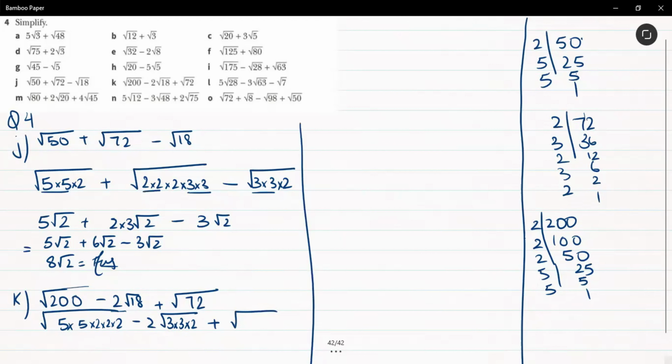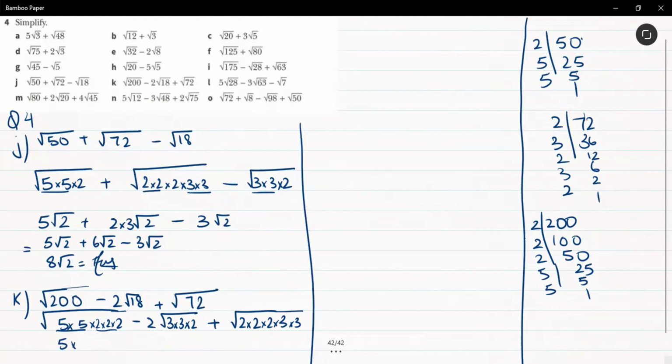Well, we found out 72 right here, so we can just directly copy down the values. We have 2 multiplied by 2 multiplied by 2 multiplied by 3 multiplied by 3. Now the thing is, just simplify this. We have a pair of 5 and a pair of 2 in this one.